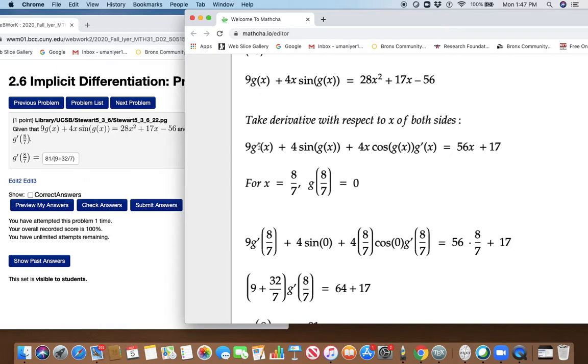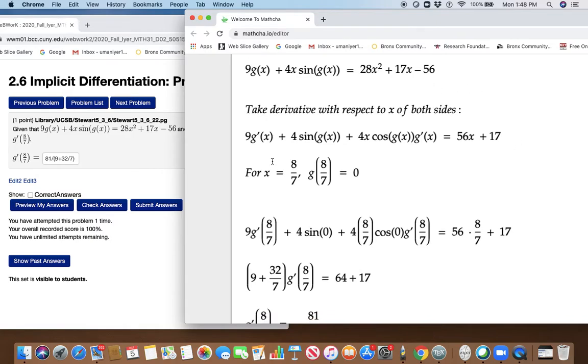Derivative of this is g prime, plus derivative of this. Notice there is a product rule there: derivative of the first, second as it is, plus first as it is, derivative of the second. This calls for chain rule: derivative of sine is cosine, inside object as it is, times derivative of the inside object, equals derivative of this, plus derivative of this, and derivative of this is 0.